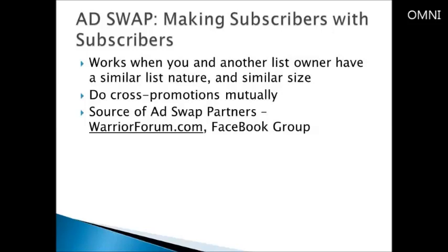So we have already talked about starter traffics, and you can start using them right away. Implement any of these methods, and you can pick one or two of them and start developing them to drive traffic to your website. See some results, and when you start having some subscribers, you can start making exponential subscriber counts from here on. And I call this the ad swap. It works when you and another list owner have a similar mailing list nature and size.